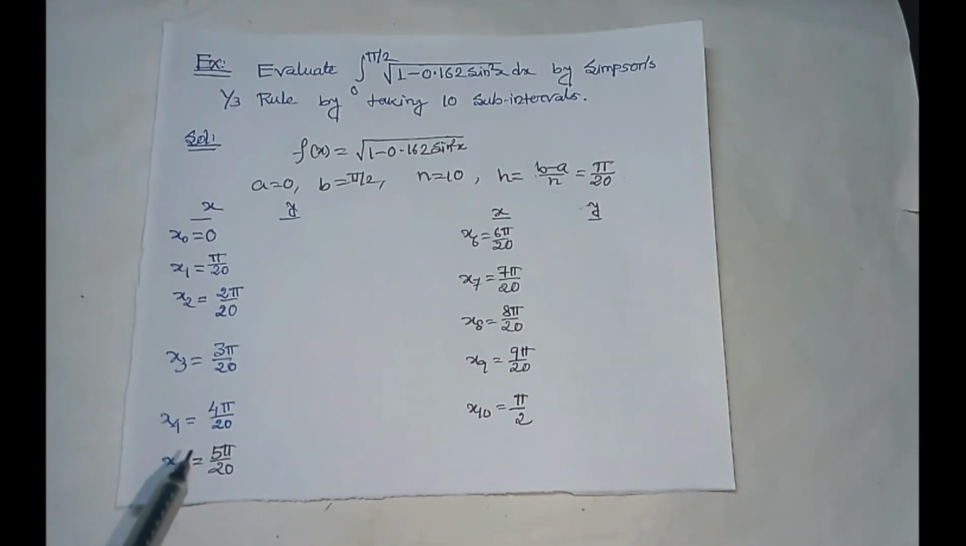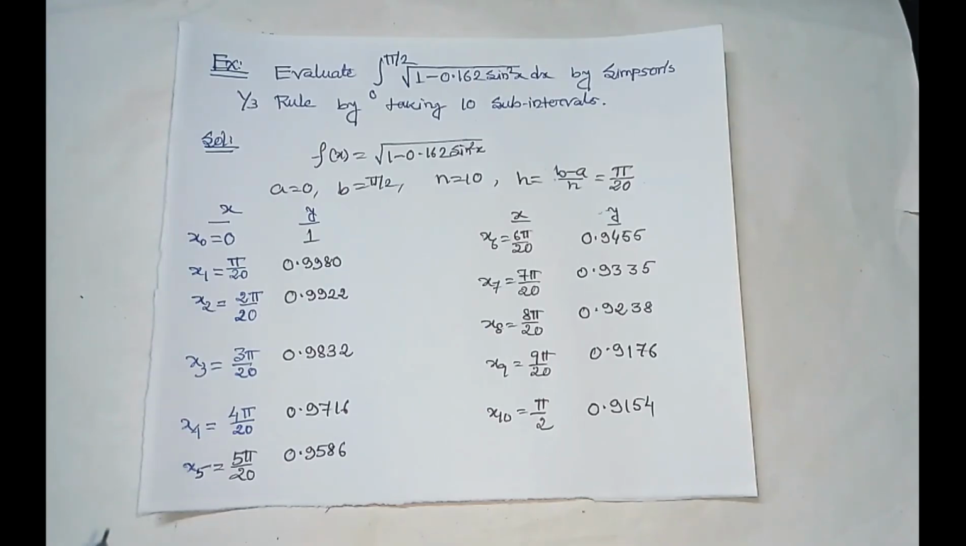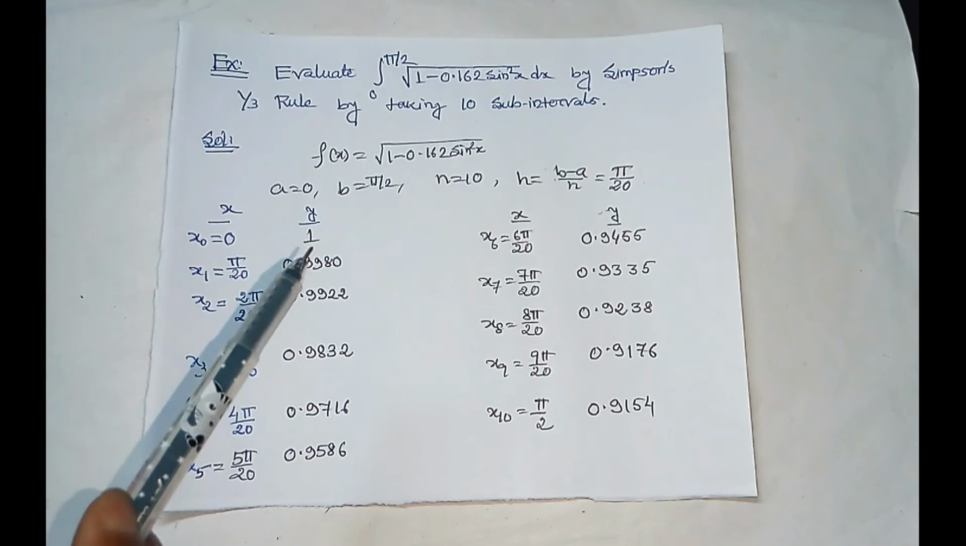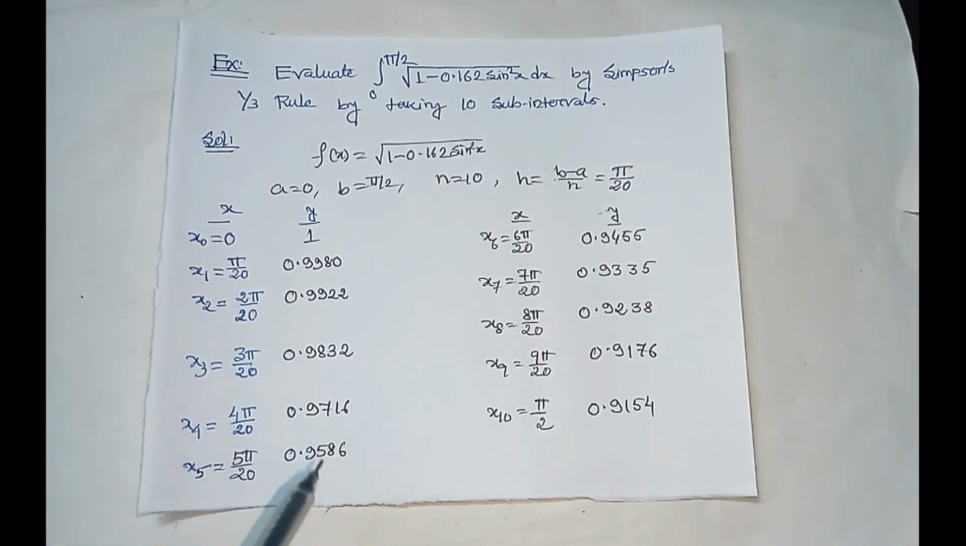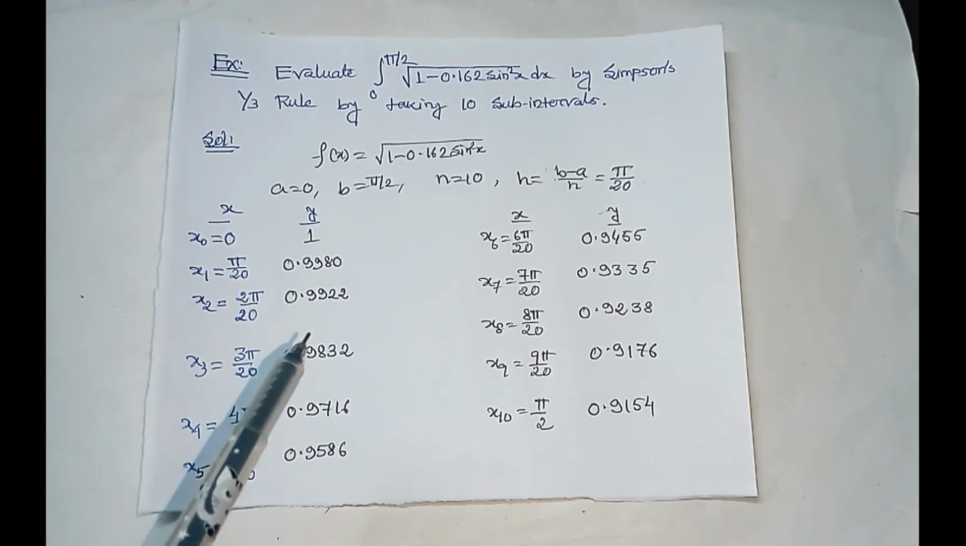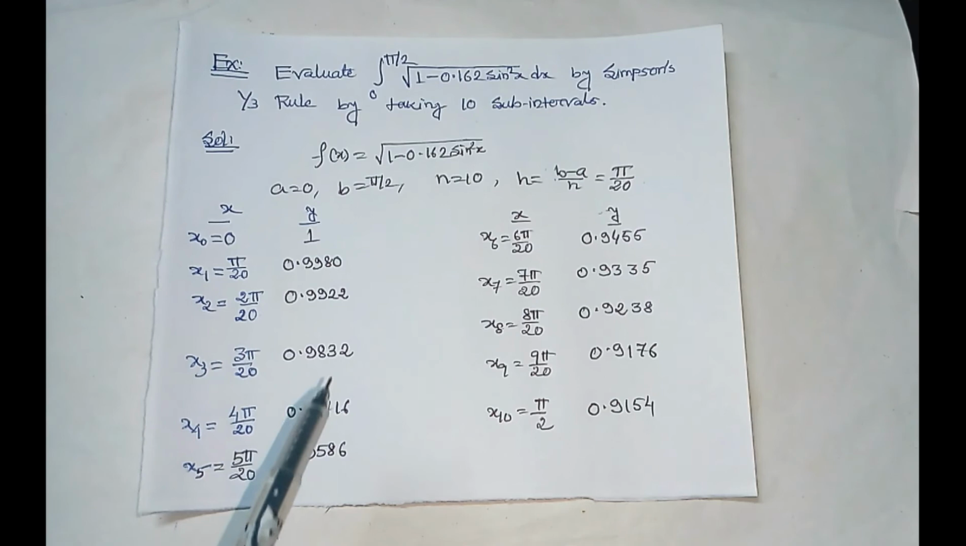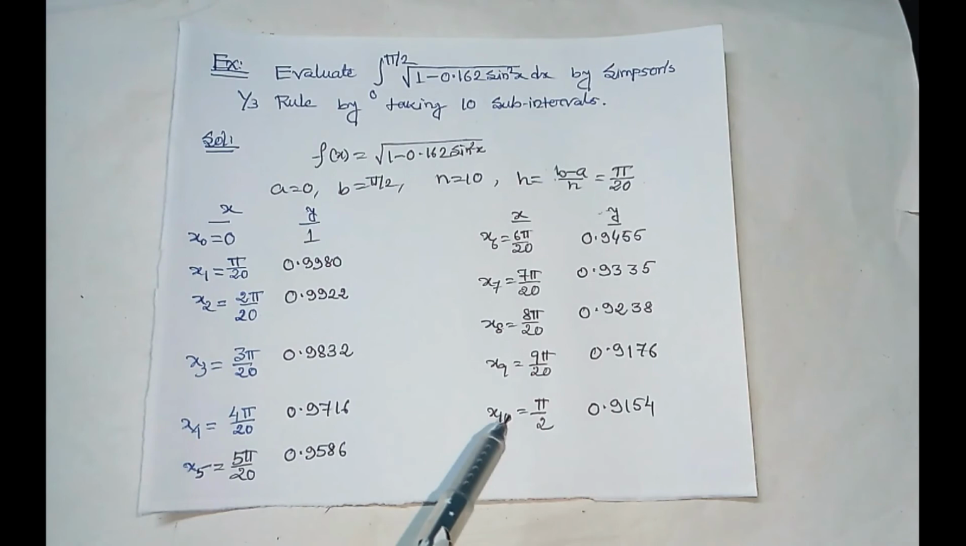Next, we need to compute the functional values at these arguments. Now using the calculator, we can easily find the functional values at these arguments. So we have found that at the point x0, the functional value is 1. So similarly, we have computed all the functional values. Now remember that here we have taken the functional values which are correct up to 4 decimal places. So this is our y0, this is y1, y2, y3, y4, y5 up to y10. So we need all these entries to compute the value of this integral.